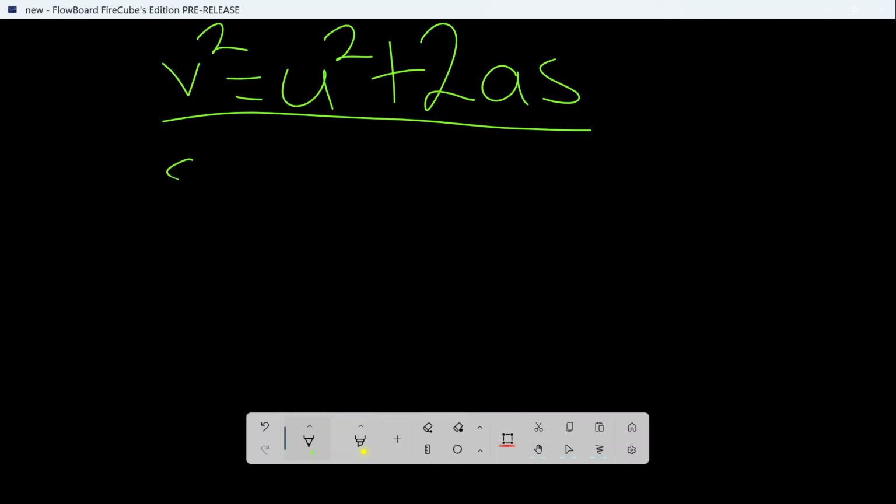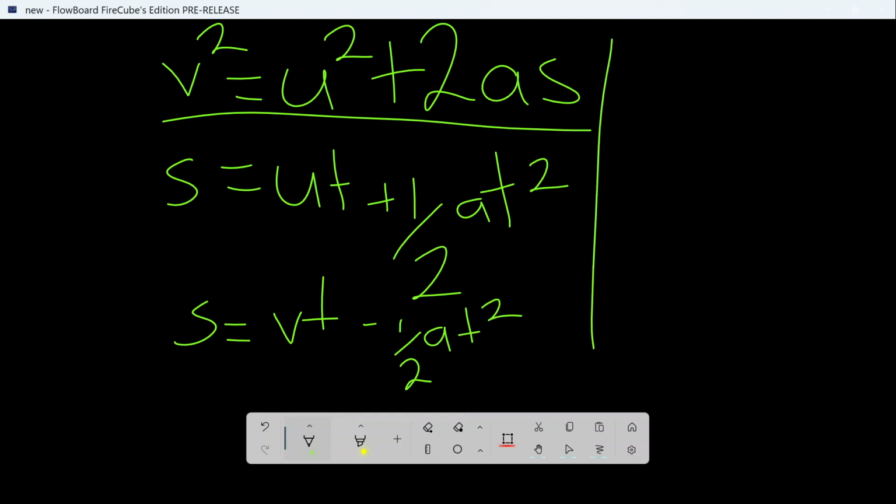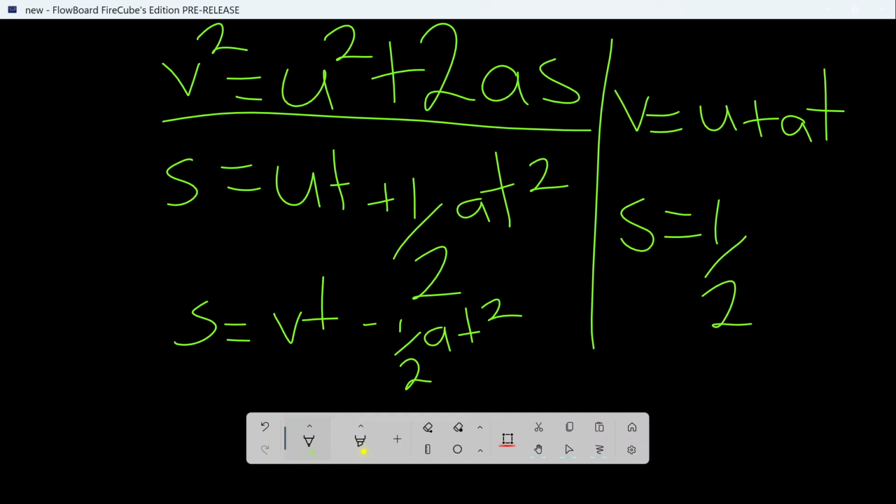We've got s equals ut plus a half at squared, and then we've also got s equals vt minus a half at squared. And then we had the original equations, which were v equals u plus at, and the second equation, which was s equals a half u plus v brackets t. The only important thing to remember about these equations is that they only work when your acceleration is constant. We said acceleration is how much your speed changes.